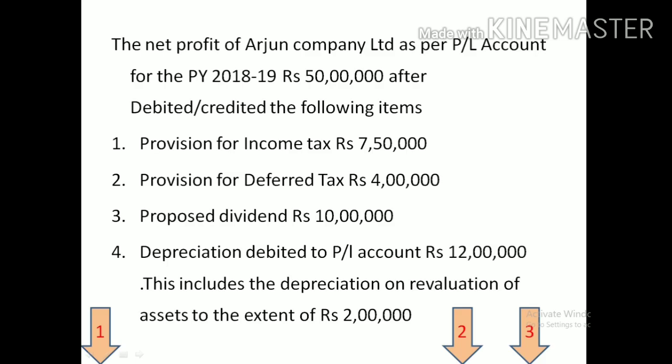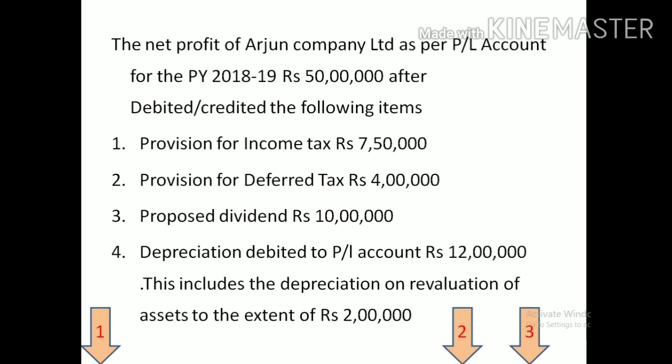Here, the first thing they have given is the net profit of Arjun Company Limited as per profit and loss account for the previous year 18-19, which is rupees 50 lakh, after debiting and crediting the following items. So the company's net profit is after recording some transactions given below. Let's see which information they consider for recording in the profit and loss account on the debit side and credit side.